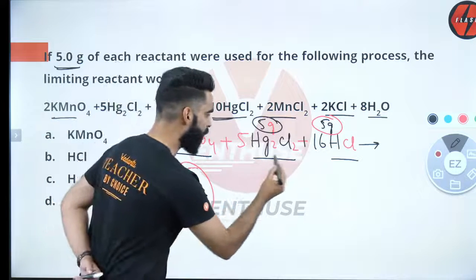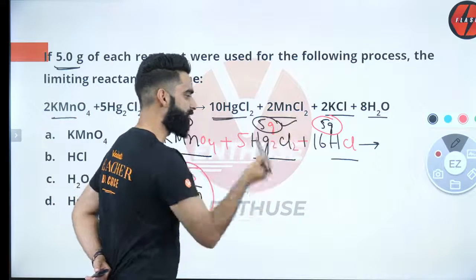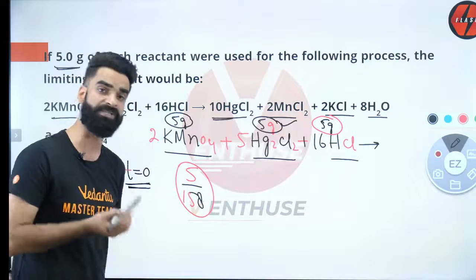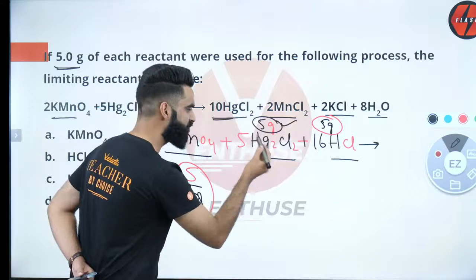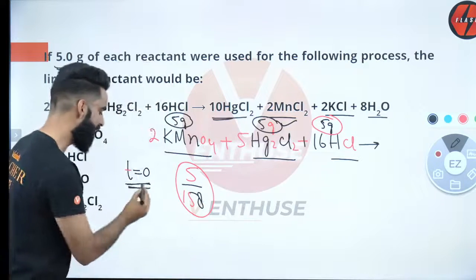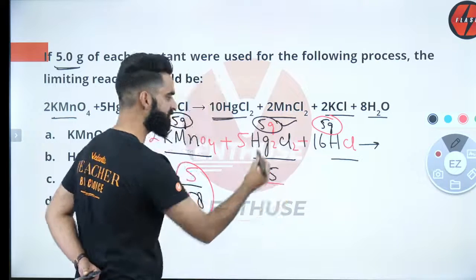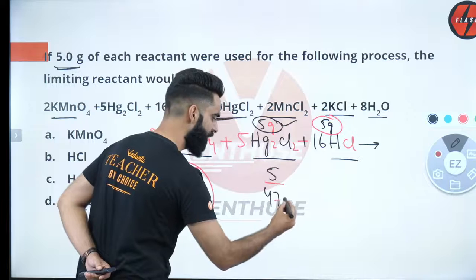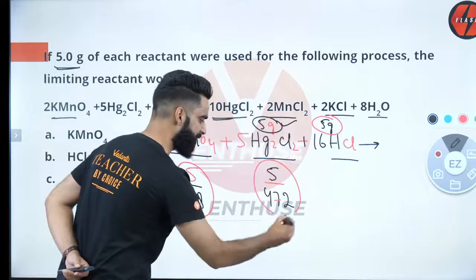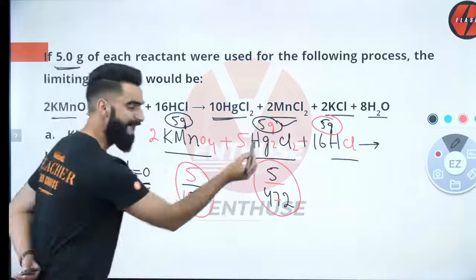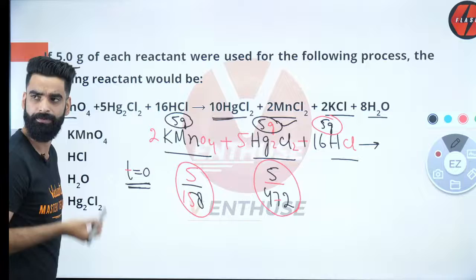Similarly, the number of moles of Hg2Cl2. I'm given the mass, and you would know its molar mass, that is 472 grams per mole, right? So how many moles of Hg2Cl2 will I have at time t equal to 0? Given mass, that is 5 grams, divided by molar mass, 472 grams per mole. So I have 5 divided by 472 moles of Hg2Cl2 at time t equal to 0, right?